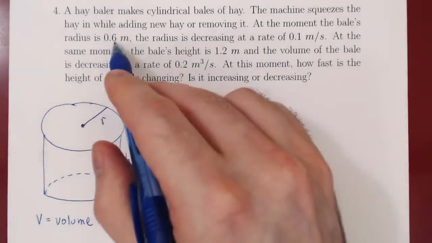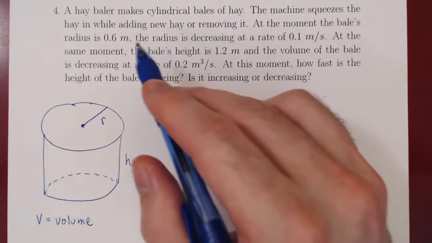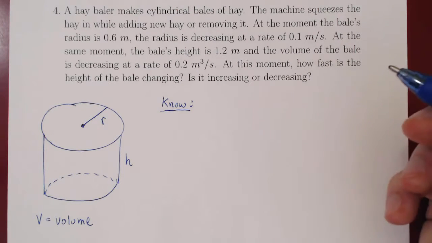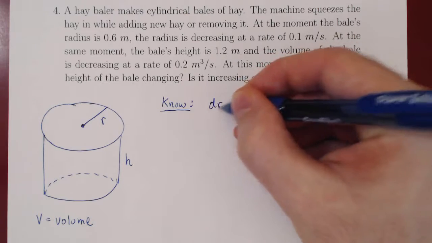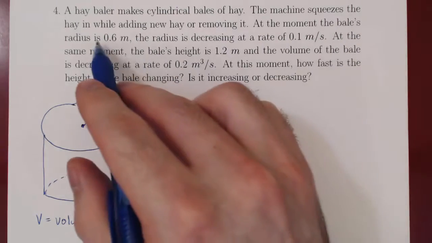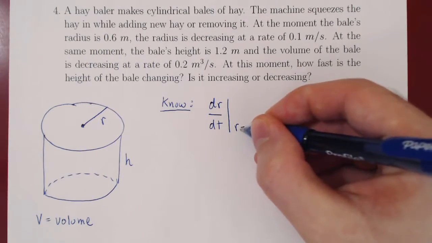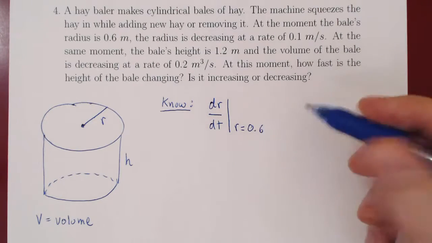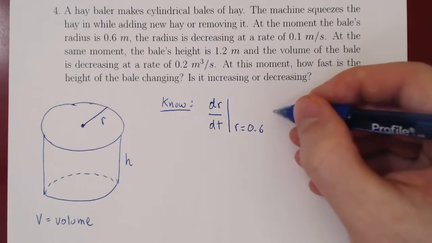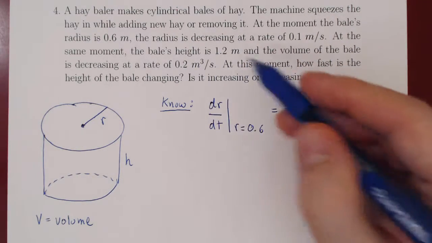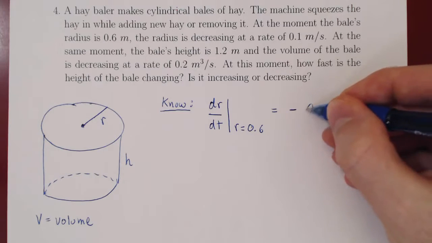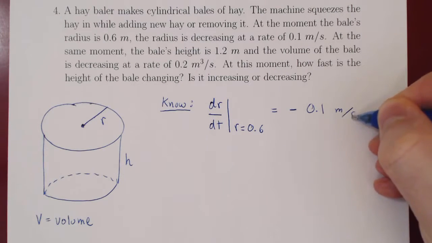At the moment the bale's radius is 0.6 meters, so when r is 0.6, the radius is decreasing at a rate of 0.1 meters per second. That's the rate of change of the radius, that's the derivative of r with respect to t. Specifically at the moment when the bale's radius is 0.6 meters, the radius is decreasing at a rate of 0.1 meters per second. Because r is decreasing, its rate of change is negative, and that's negative 0.1 meters per second.